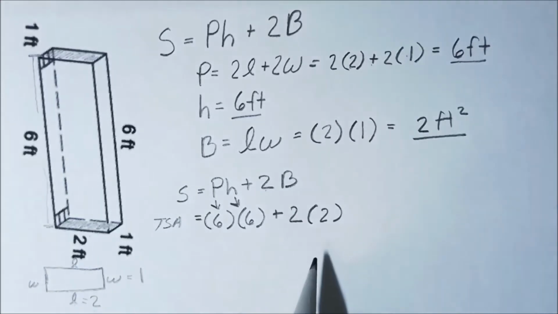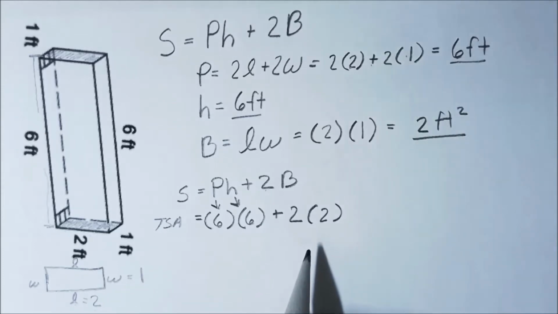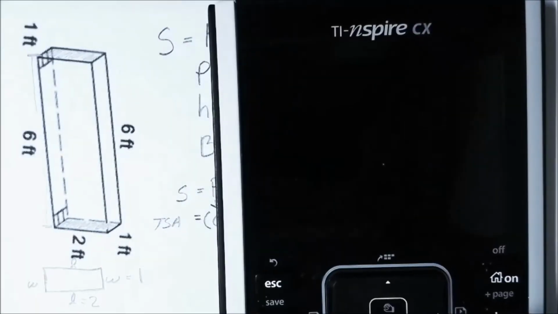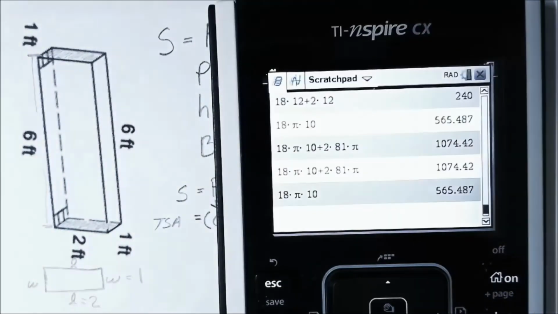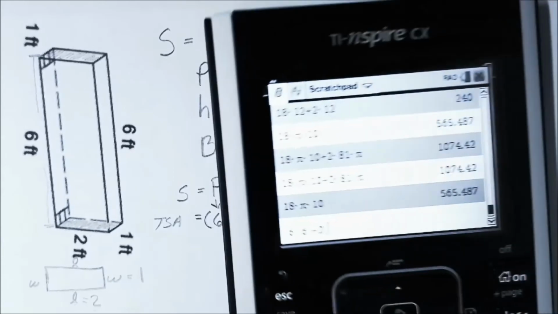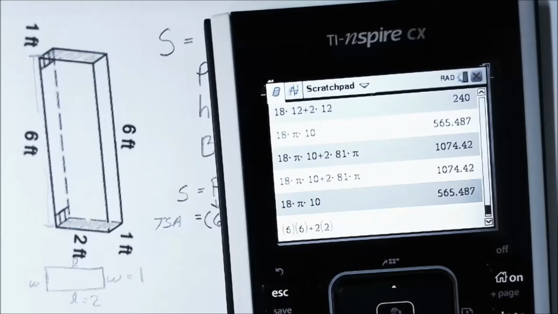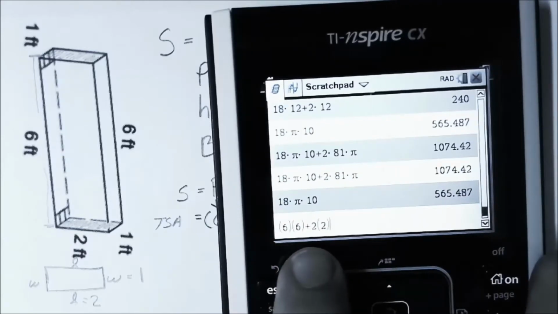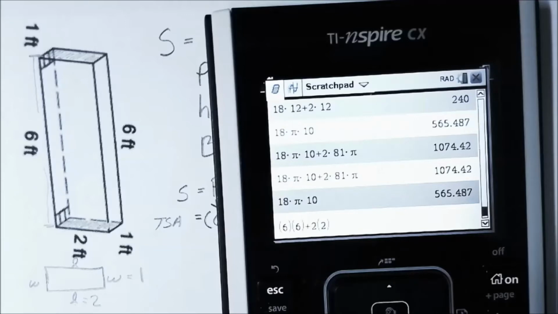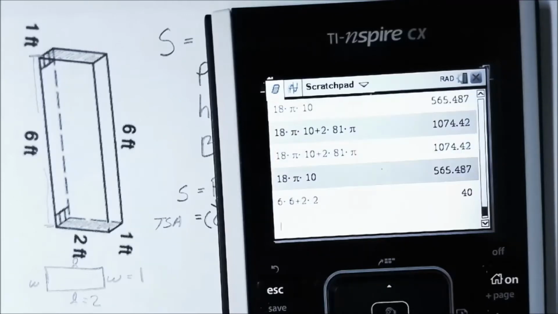Now we just need to either do this in our head or put this into our calculator. So if we were going to put it into the calculator, I'm going to bring my calculator over here. What we have is 6 times 6 plus 2 times 2. And that's going to be the perimeter times the height, and then 2 times the area of the base. Hit enter. That gives us 40.